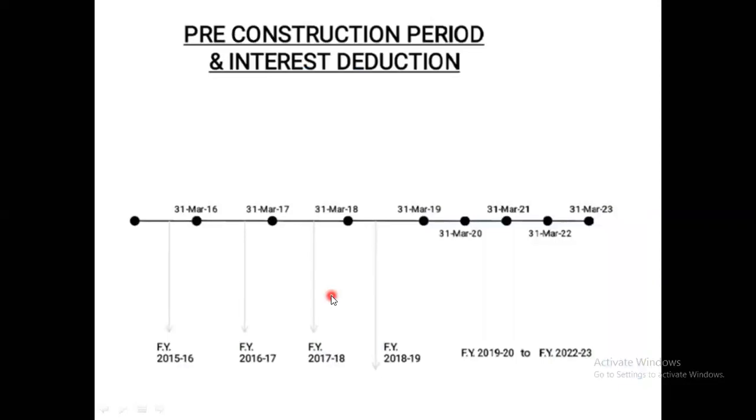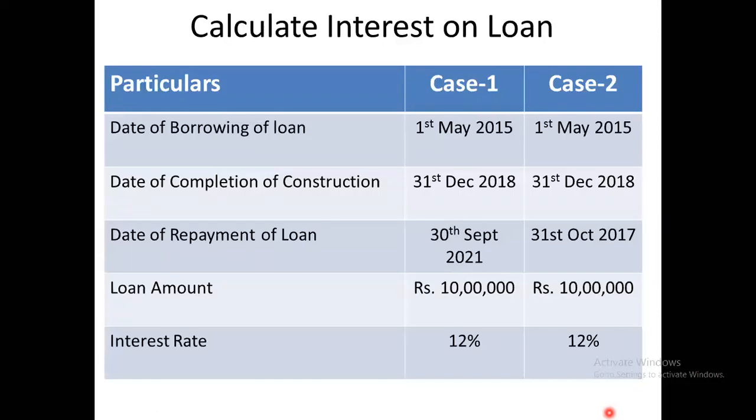Now in this slide, you can see that a timeline has been arranged from the financial year 2015-16 to the financial year 2022-23. As you all know, you are currently studying the assessment year 2019-20, which means your previous year is 2018-19. Your previous year commences from 1st April 2018 and ends on 31st March 2019. Now, when you look at the case in our hand, we have the date of borrowing on loan on 1st May 2015. Now, let us assign this date on our timeline.